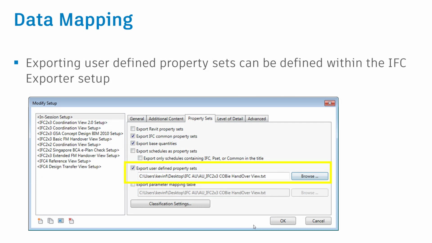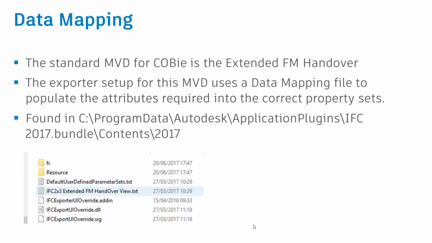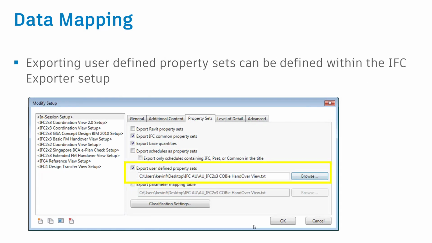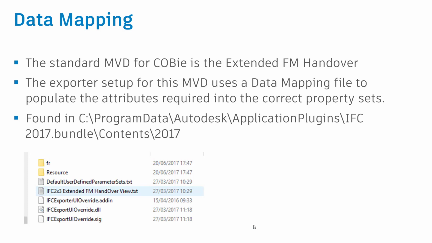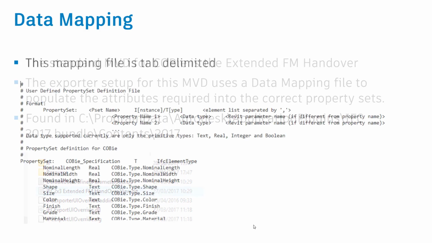Using the exporter, we check the box that says use defined property sets. We select a particular text file that we can see there. Out of the box, as an example, the COBie FM handover. This is a model view definition, as I talked about earlier on. They actually provide the mapping file inside the exporter, and it can be found at this location. If you open this, this is a really good template or guide to show you how these mapping files are set up.